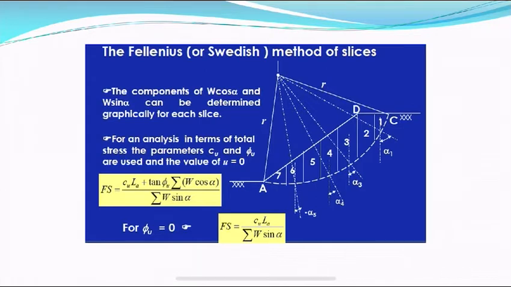For an analysis in terms of total stress, the parameters Cu and phi u can be used, and the expression will be like this, as shown in the slide. And for phi u equal to 0 analysis, the factor of safety is nothing but Cu La by W sin alpha. Factor of safety equals Cu La by W sin alpha.